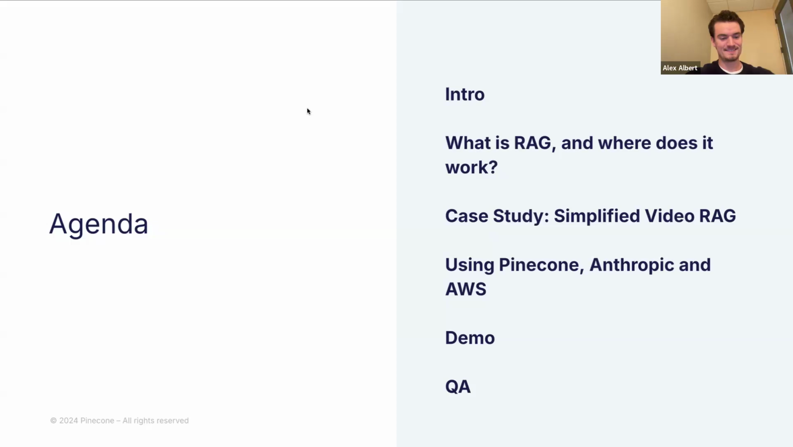Let's hop into the agenda. So first, we'll introduce what RAG is and where it works well and where it doesn't. Next, we're going to talk about a specific case study in which you could apply retrieval augmented generation techniques in the context of video presentations. We'll talk about the benefits and strengths of this approach and how we can introduce contextual retrieval in order to make a robust RAG chatbot over video data using Pinecone, Anthropic, and AWS.